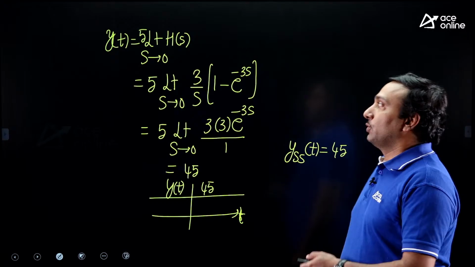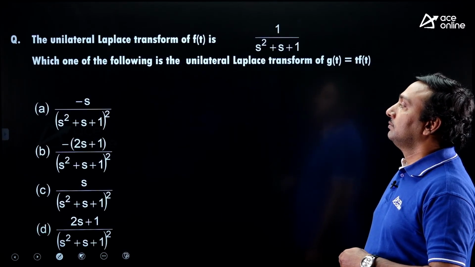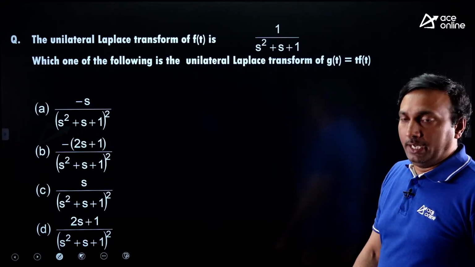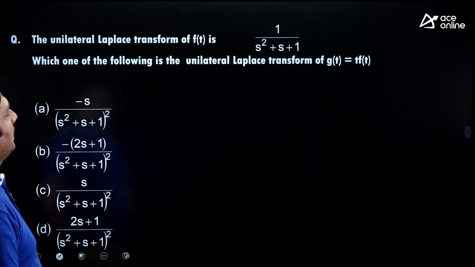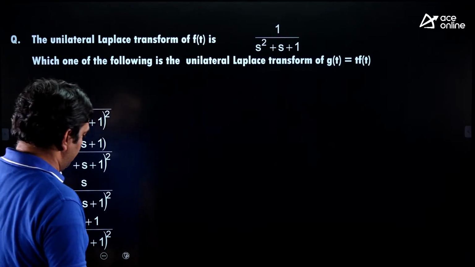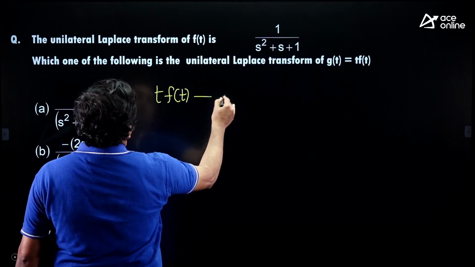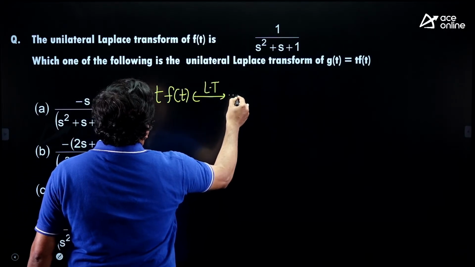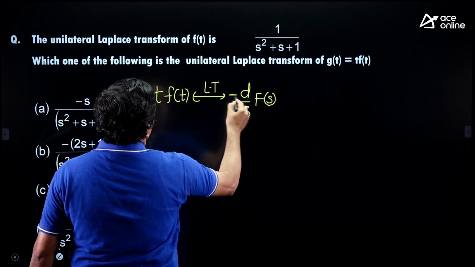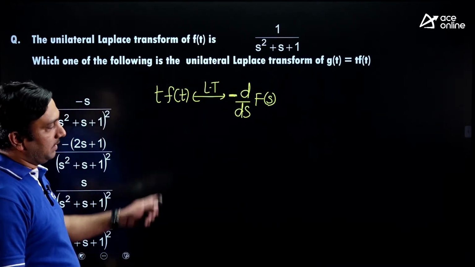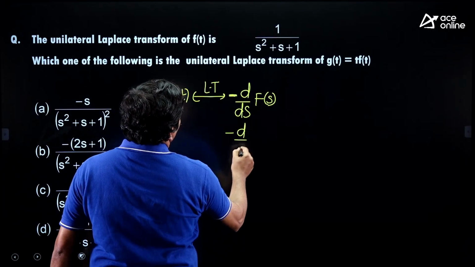Okay, let us go to the next model. This is funny. The unilateral Laplace of a function, 1 by s square plus s plus 1, is given. We want the Laplace of t into f of t. What is the Laplace of t into f of t? Multiplication with one variable is differentiation with the other variable. Multiplied by t means in the other domain it becomes differentiation. Minus d by ds of F of s.